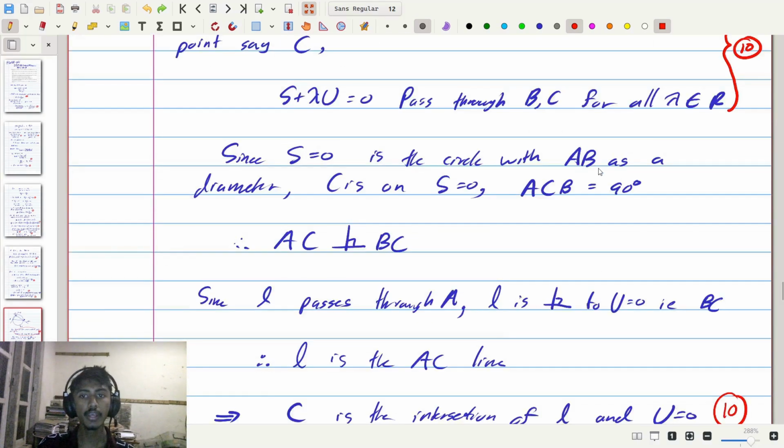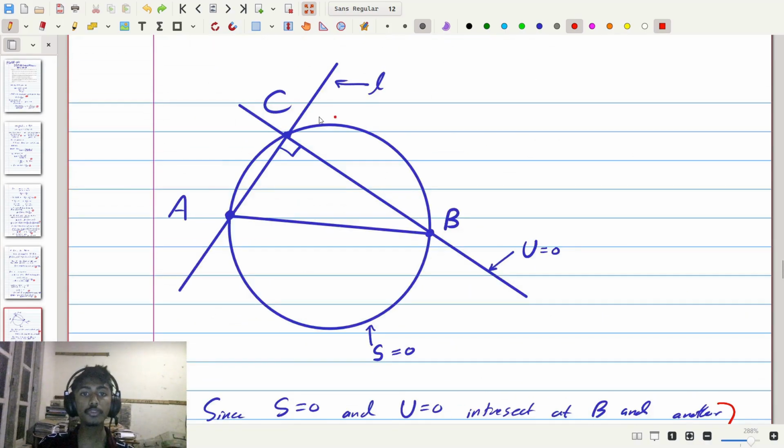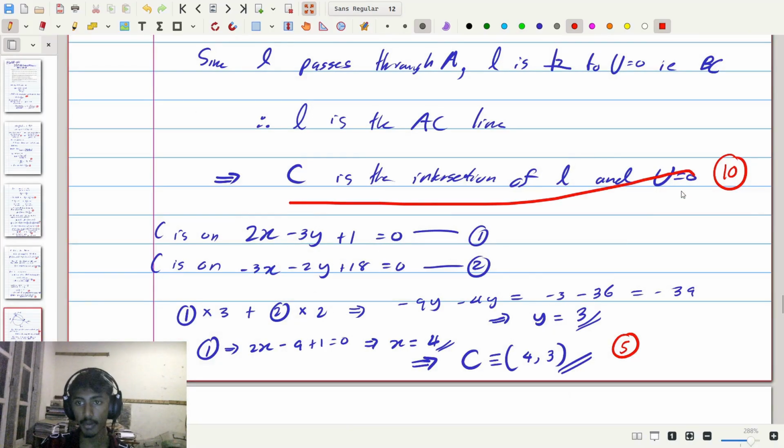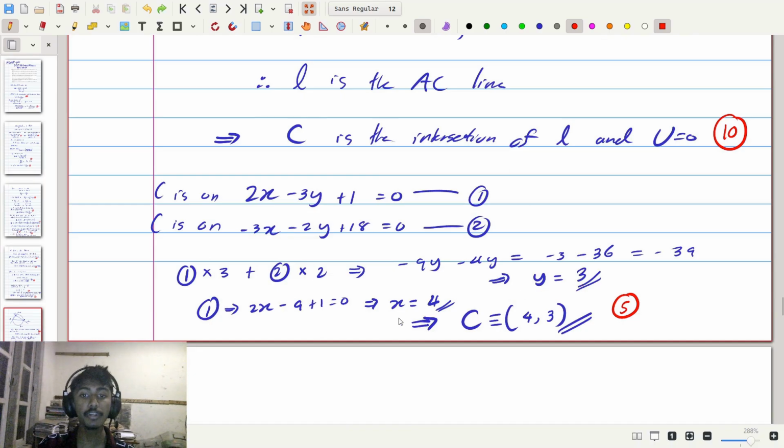Now after that, when you do a little bit of geometric simplification, and then you say, according to the geometry here, the point C must lie on L as well, and therefore the point C is the intersection of L and U equals 0. When you say that, you get another 10 marks. And after that, when you substitute the two lines into each other and find y equals 3 and x equals 4 to get the coordinates of the point C, you get another 5 marks.